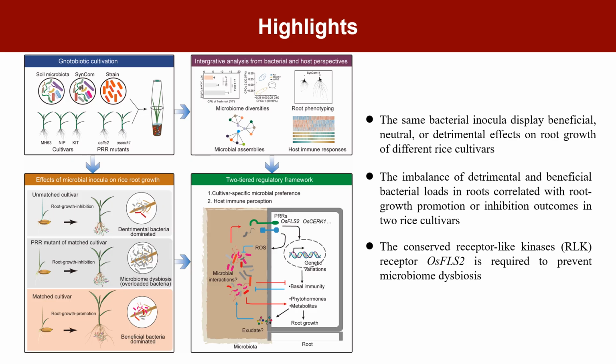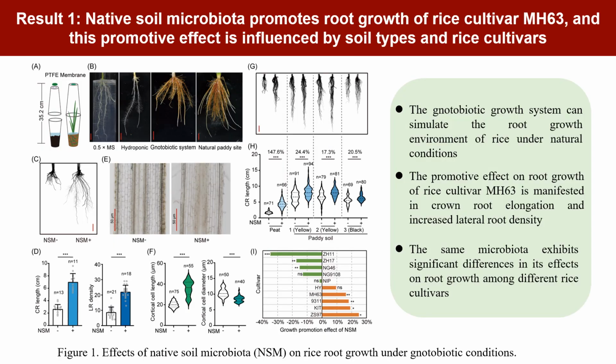Our findings demonstrate that the same bacterial inoculum exerts beneficial, neutral, or detrimental effects on root growth across different rice cultivars. An imbalance in the absolute abundances of detrimental and beneficial bacteria in the roots is associated with the promotive or inhibitory effects on root growth in the two rice cultivars. Additionally, the conserved receptor-like kinase, OsFLS2, is essential for preventing microbiome dysbiosis. This study found that the gnotobiotic growth system can simulate the root growth environment of rice under natural conditions.